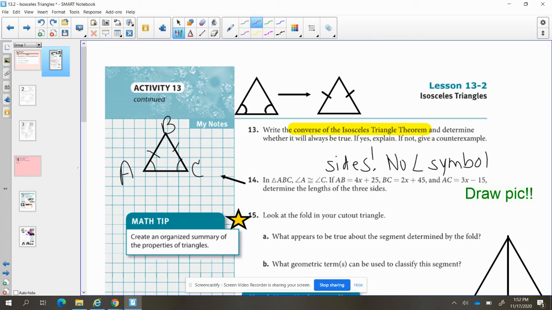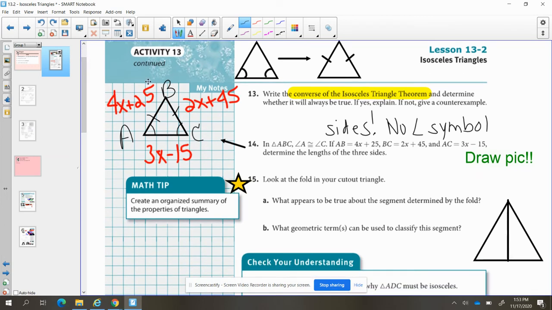And as we label our picture here, we have side AB is 4x plus 25. Side BC is 2x plus 45. And then side AC down here at the base is 3x minus 15. Now we want to determine the length of all three of these sides. How we can solve for x to be able to plug back in is by setting the equal legs equal to each other. Set those expressions equal. You do not want to involve AC quite yet because we don't know anything about how big AC is with respect to these two, but we do know they have to be equal. Drawing a picture is crucial here to know that information.